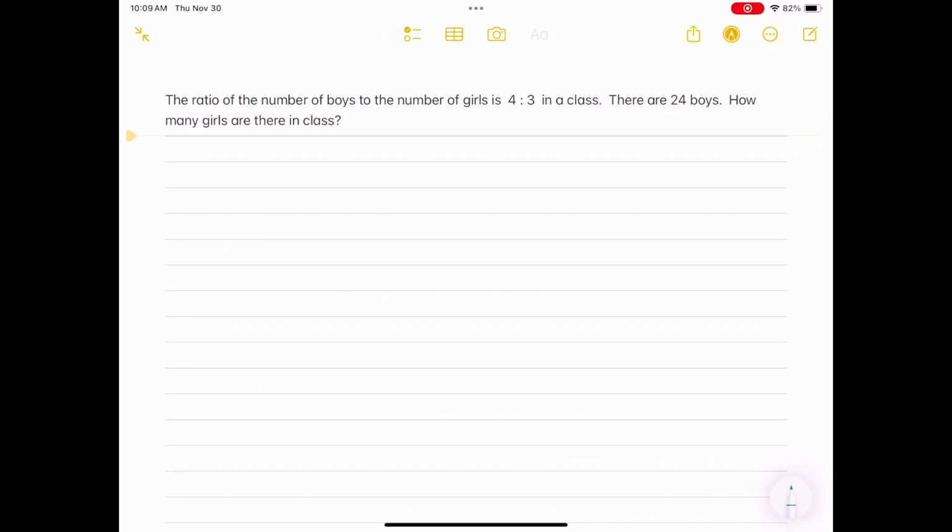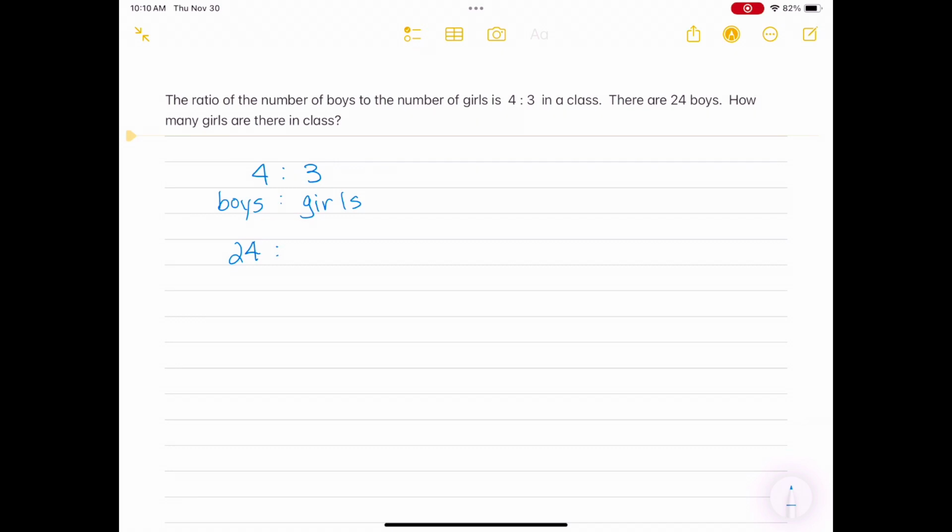The ratio of the number of boys to the number of girls is 4 to 3 in a class. There are 24 boys. How many girls are there in the class? Start by writing down the facts of the problem in a way that's clear so that I can think about it. So I write down 4 to 3, and it's 4 boys to 3 girls. And there are 24 boys, so how many girls are there?